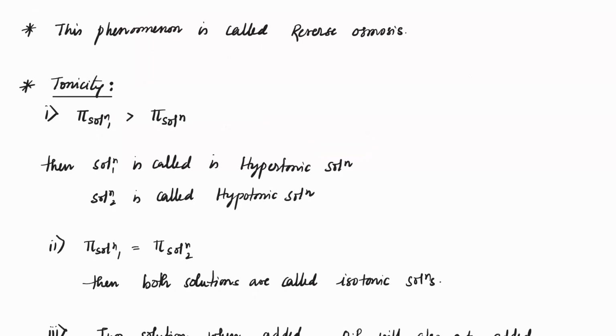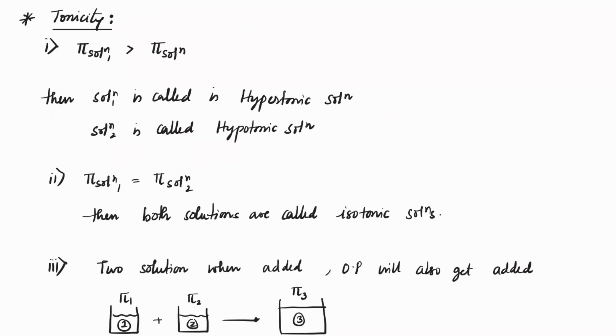Understand these two terms here. Understand this term here, that is tonicity. Tonicity explains the type of solution we are dealing with. For instance, if you are comparing two solutions only, one solution has higher osmotic pressure compared to the other solution.